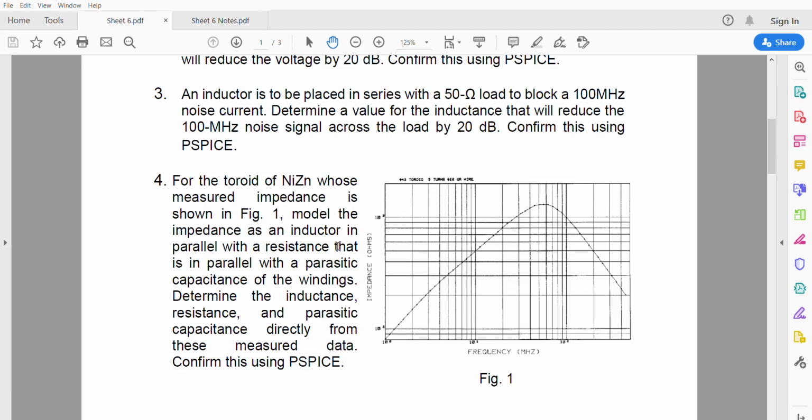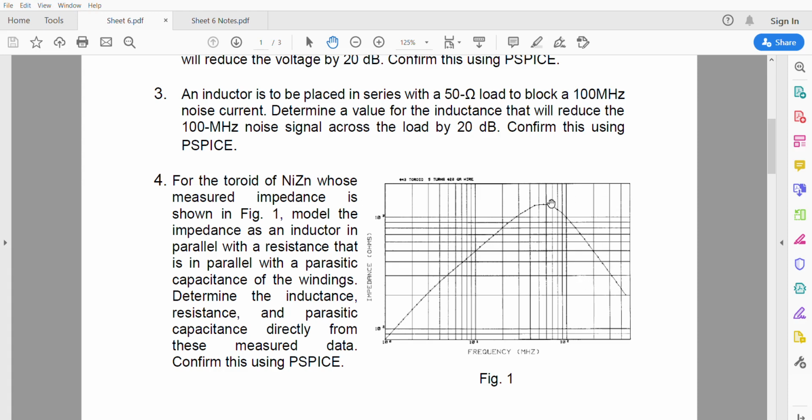For question 4, we have a graph here for a material called toroid of NiZn. The impedance is shown here, a relation between the impedance and the frequency, and it is required to determine the inductance, capacitance, and resistance directly from the graph. So the value of resistance must be equal to this one. The value of inductance is where the slope is getting higher, which is this line or this curve. And finally the capacitor is where it is degraded here.